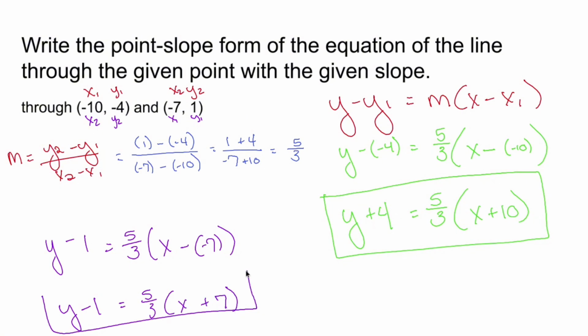Does it look the same? Absolutely not. But if I were to distribute 5/3 and then subtract 4, and if I were to distribute 5/3 and then add 1, I'm going to end up with the same exact guy. So both of these are technically correct. So it all depends on what you label your points. But as long as you label your points and you're consistent, you might have 2 different answers, but those answers will be the same. So that's how it's done.